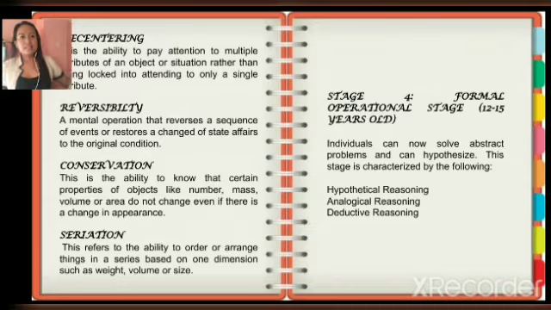And then, next is the conservation. This is the ability to know that certain properties of objects like number, mass, volume, or area do not change even if there is a change in appearance. For example, the children can now realize that the milk in a short, wide glass is the same when you transfer it to a long but thin glass.